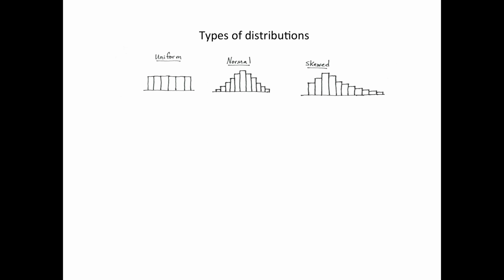Anyway, if all of the bars are about the same, then that's uniform. When it looks like this, it starts off small, it's biggest in the middle, and then it's symmetric, then that's normal. And then skewed is when it goes up fast and then comes down slower. This is actually called skewed to the right. These off to the right are smaller.